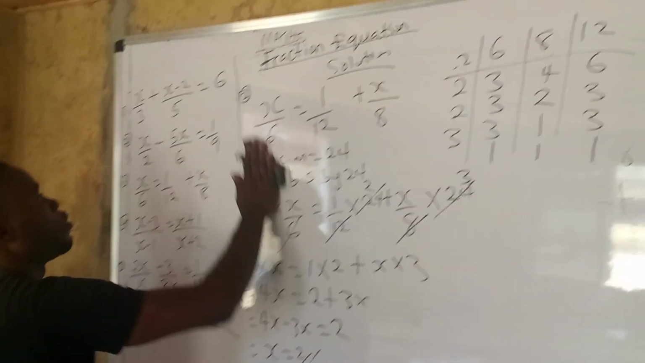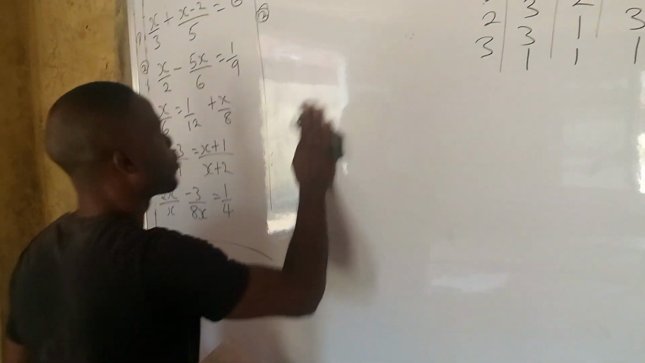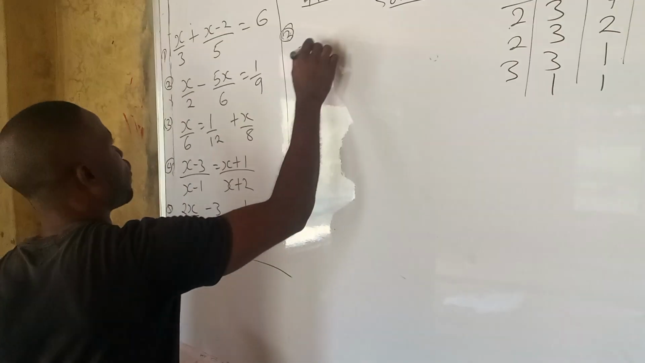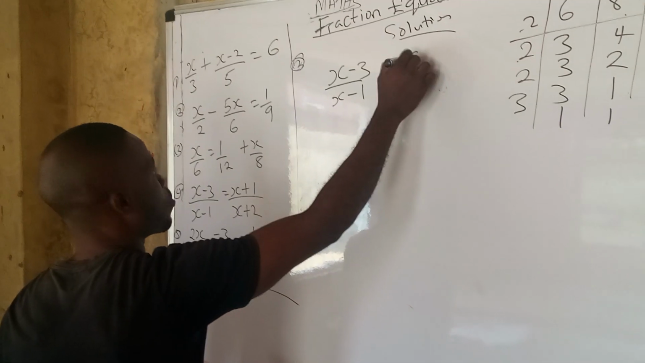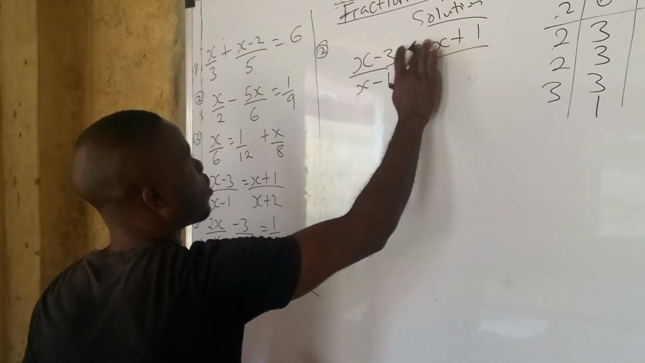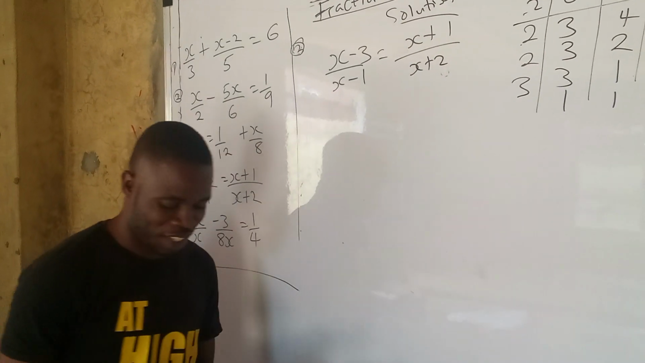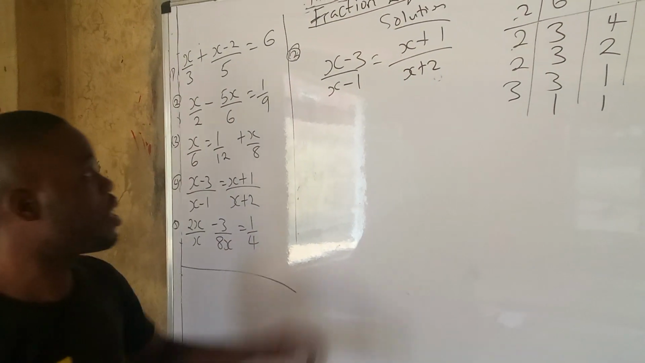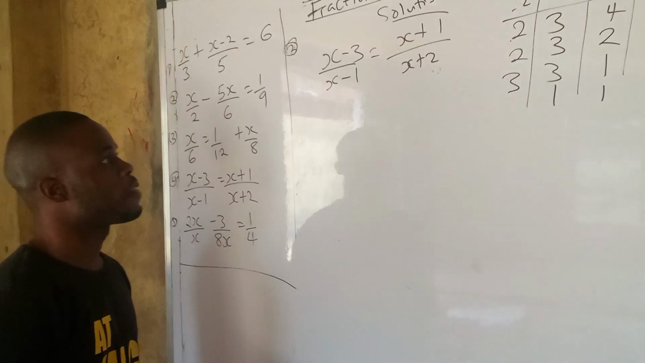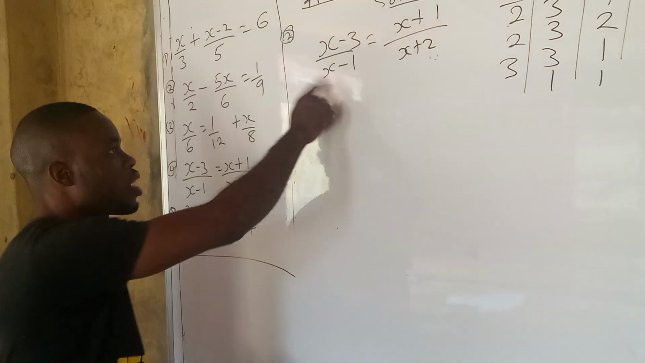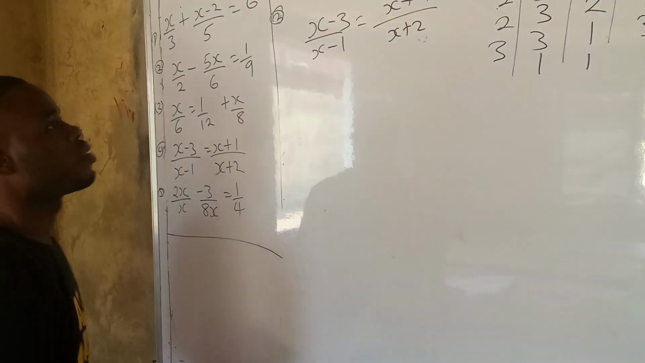So let's go to number 4. Number 4, x minus 3 over x minus 1 equals x plus 1 over x plus 2. You can see the question that is given to us now. What we have here is variable minus 1, variable plus 2. So how do we collect our LCM? This cannot go in it, and there's no way you can find the LCM of this by putting it on that platform.